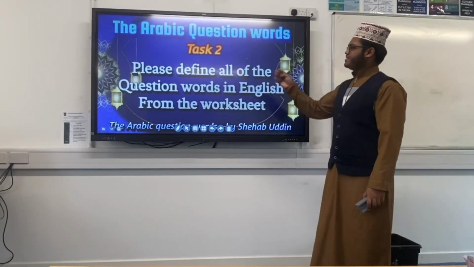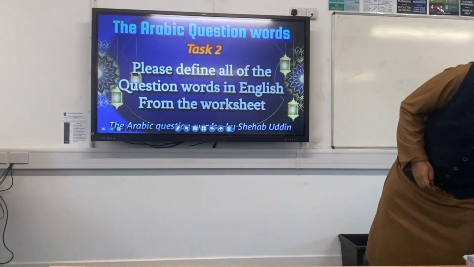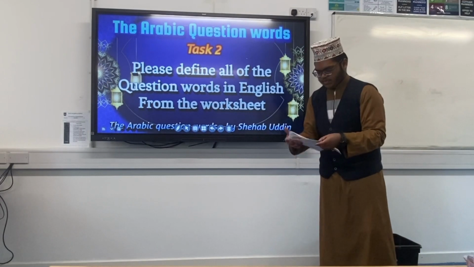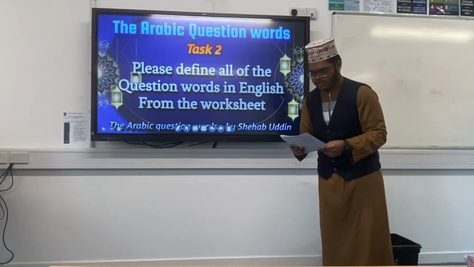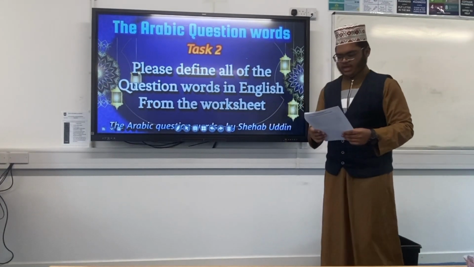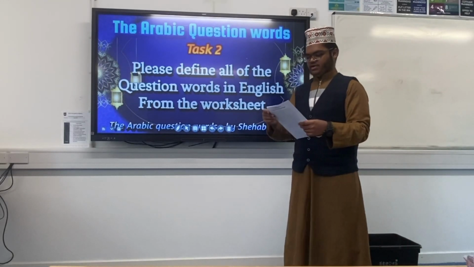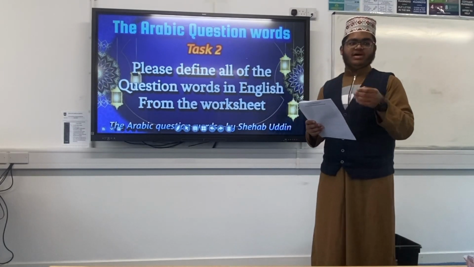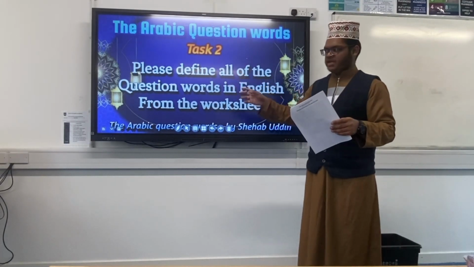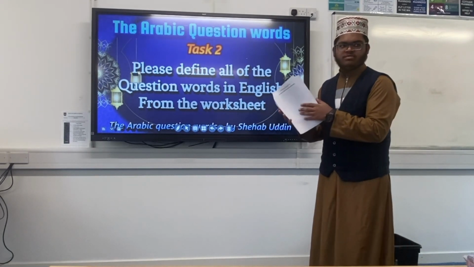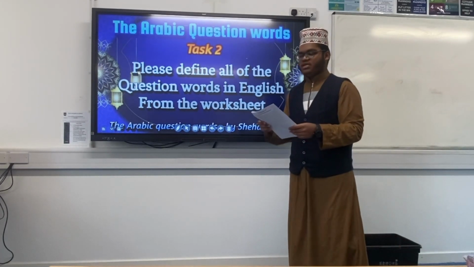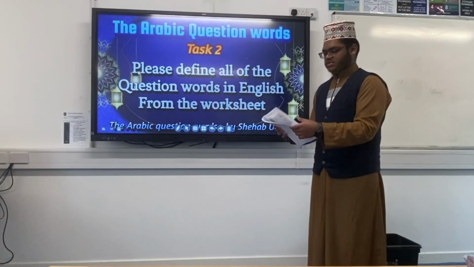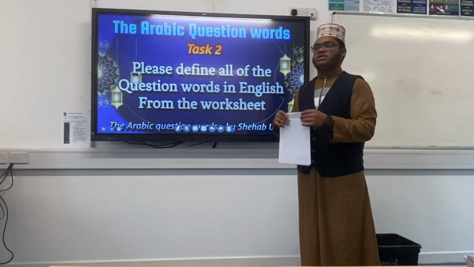We have a task. If you look at your worksheet, on the second page, we have task 2. On task 2, I have each of the question words written down, and I want you to just define them, translate them. As we did here, I did go into a bit of depth, and I hope you've been making notes on the last page. But here, I just want you to write down the definition of each of them. Preferably, don't look at the first page with the answers on them. Just use this page and answer it, inshallah.